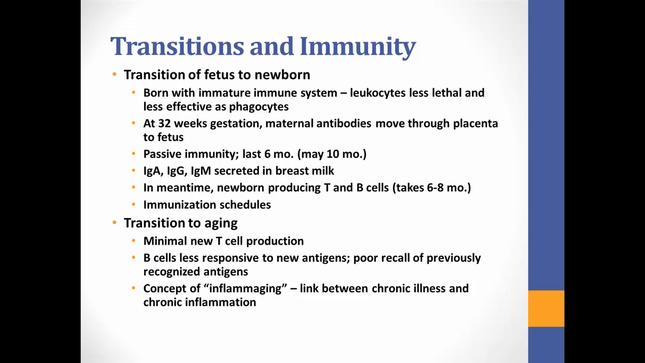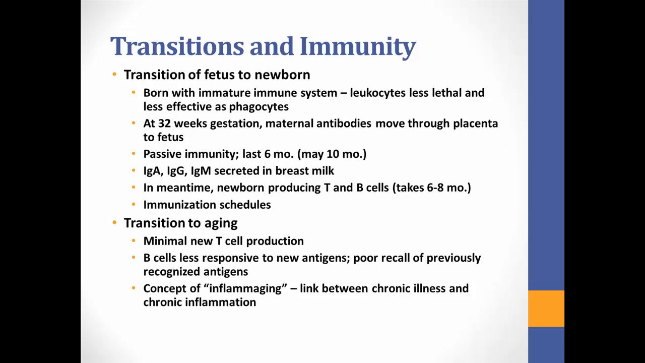aren't as effective. Right around 32 weeks of gestation, maternal antibodies move through the placenta to the fetus. So this would represent passive immunity. Passive immunity is when mom passes the antibodies to the continued developing fetus, and it lasts about 6 months after birth. It may last as many as 10 months, but most of us would say about 6 months.